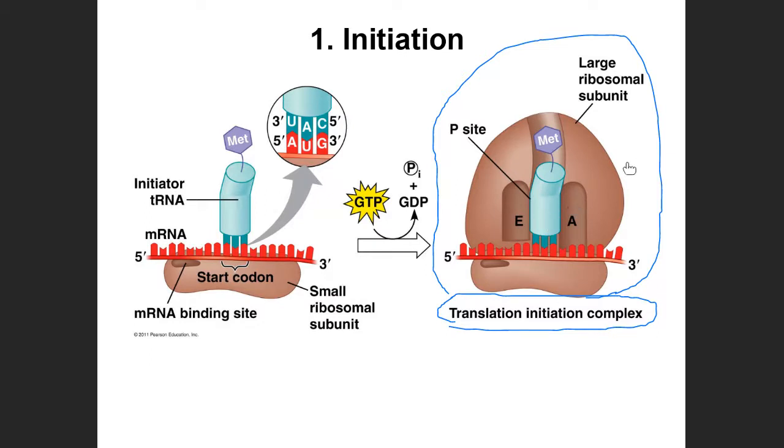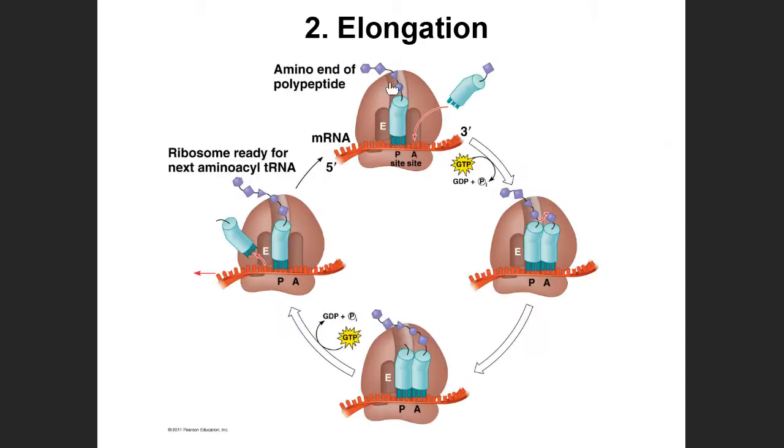After that, every other tRNA will enter the A site as long as a stop codon does not enter the A site. Second step is elongation, and this is a step that is cyclical. It just repeats itself.